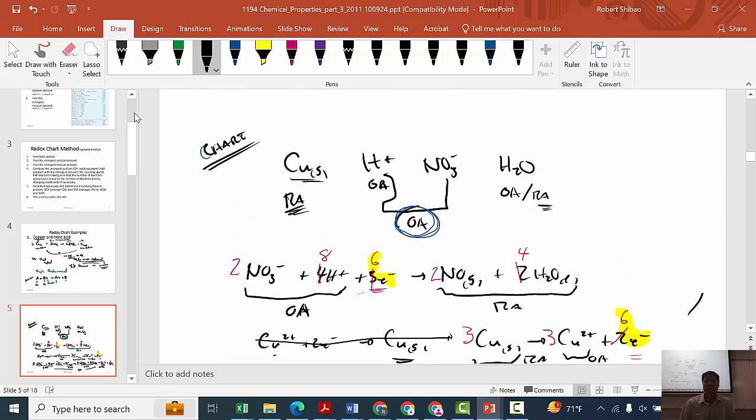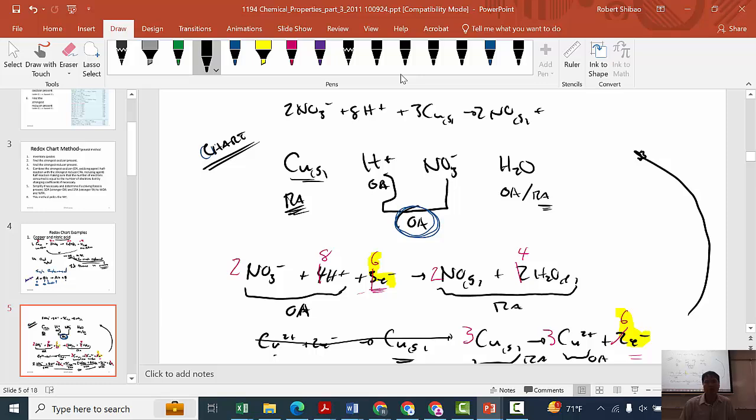So let me write it up here since I ran out of room in there. So I have 2 nitrates plus 8H plus 3 coppers, yields 2 NO plus 4H2O plus 3 Cu2 pluses.